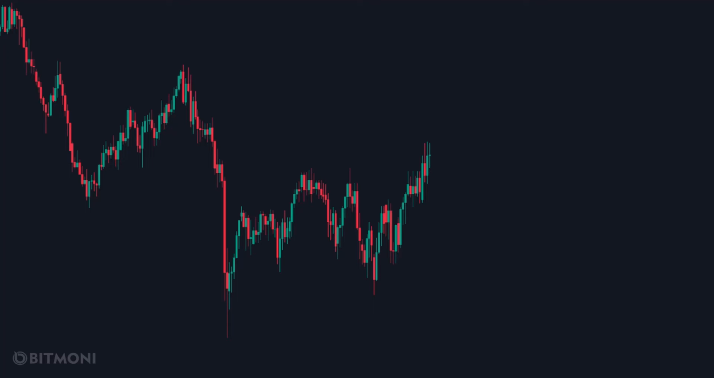You can draw a box around this wick-heavy zone and extend it forward. Later, when the price returned to this level, it bounced strongly, confirming it as a solid demand zone. Now that we understand how to identify supply and demand zones, let's look at how we can trade them.